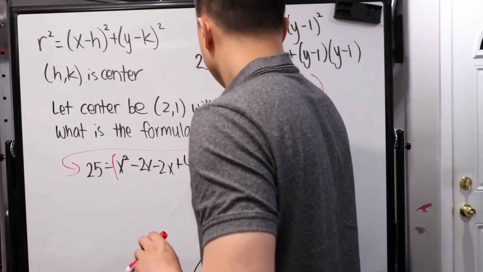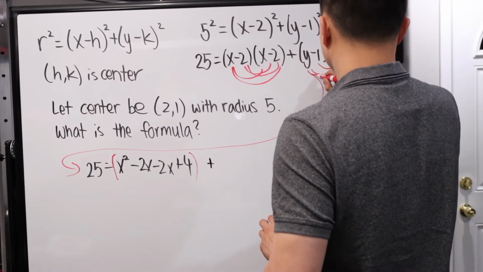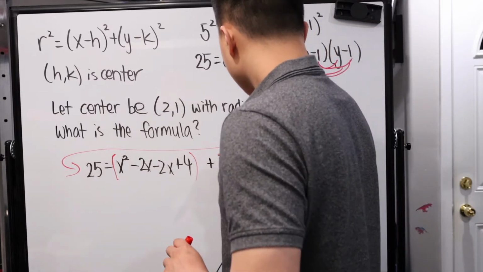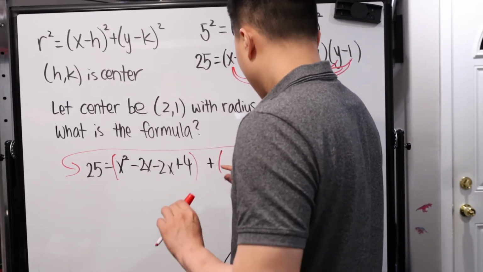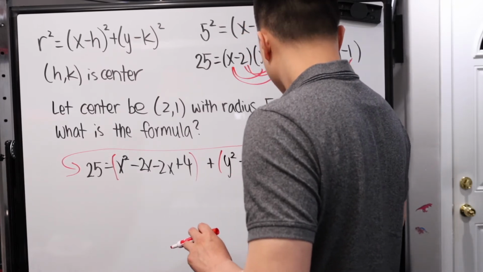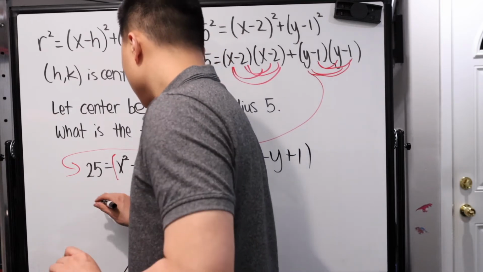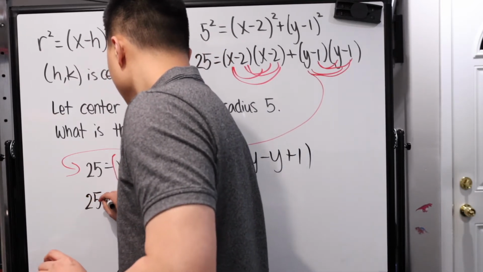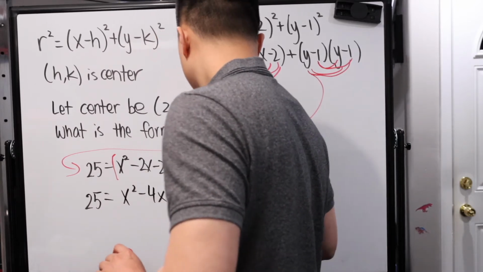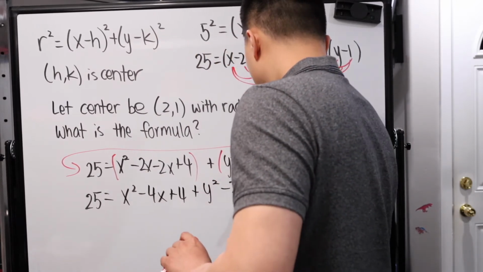All right, plus, and we're going to FOIL this one as well, or distribute it. That's going to be y squared minus y minus y plus 1. Now we start combining like terms and everything would be nice and dandy. So here we have x squared minus 4x plus 4 plus y squared minus 2y plus 1.